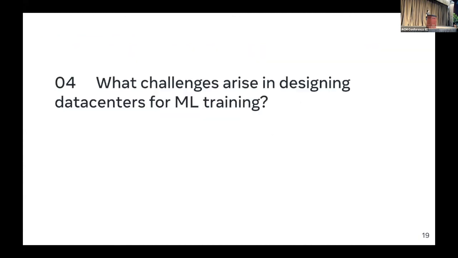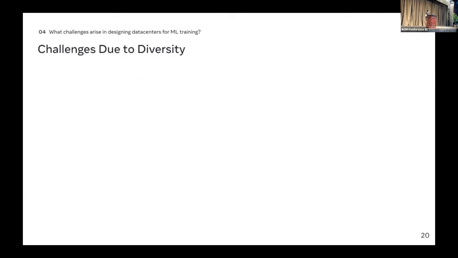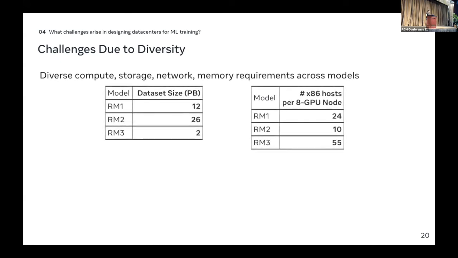So now that we've looked at the hardware in isolation, let's think of what challenges arise when we try to combine them and build a data center for ML training. And the main thing that you can kind of see from the previous slides is really diversity, right? So across our recommendation models, we have really diverse storage requirements, really diverse preprocessing requirements that need to be addressed.